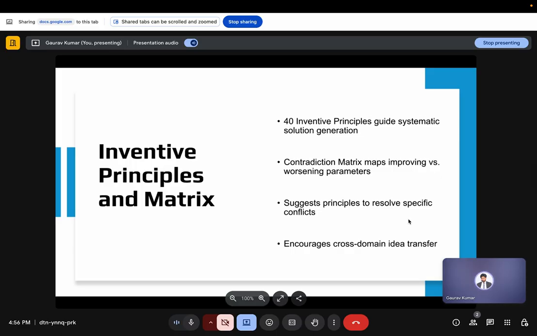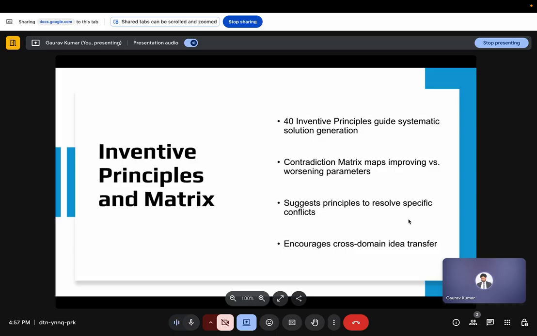So now next is inventive principles and matrix. The 40 principles: segmentation, universality, prior action, asymmetry, nesting, dynamization, etc. are distilled strategies. The contradiction matrix suggests candidate principles given the improving and worsening parameters. We treat the matrix as a springboard, not a cage, and it suggests where analogies have worked historically.